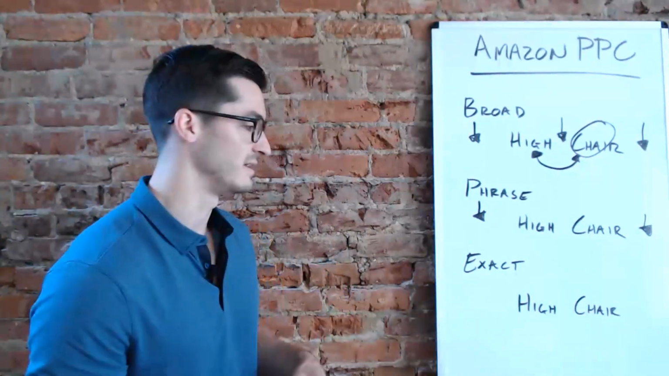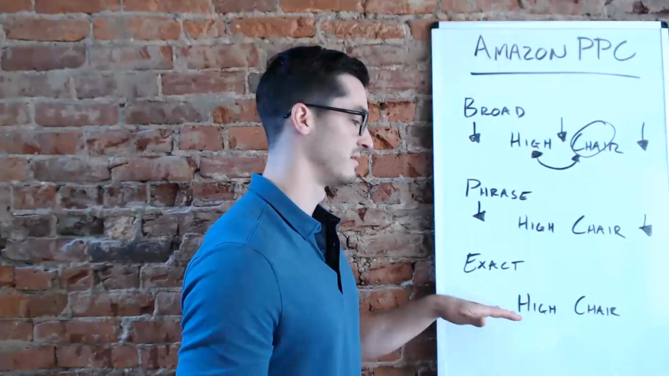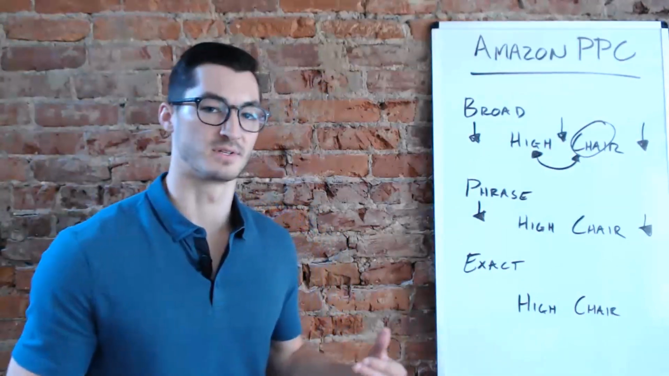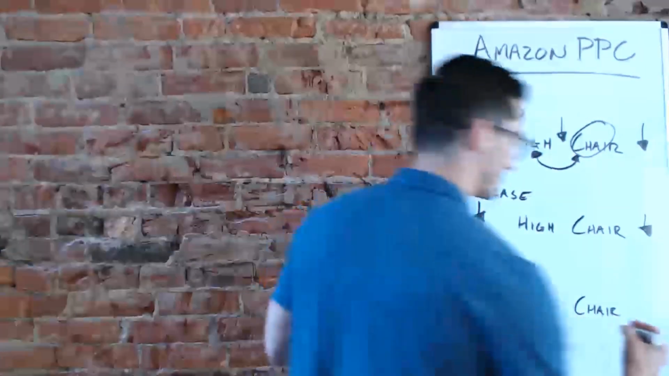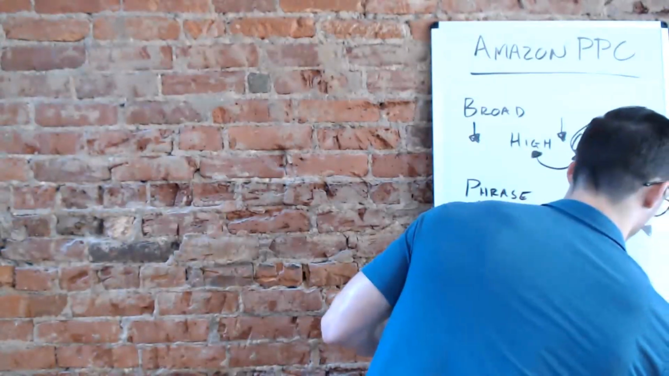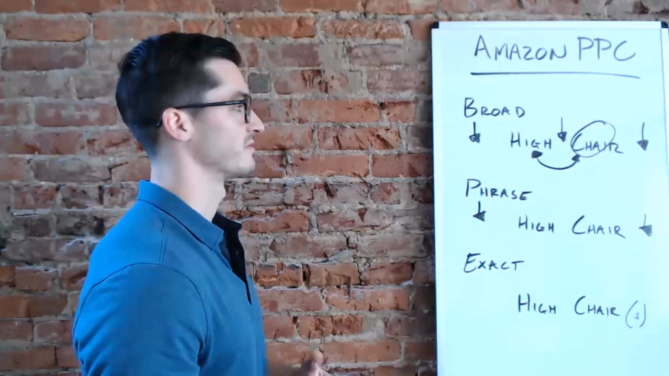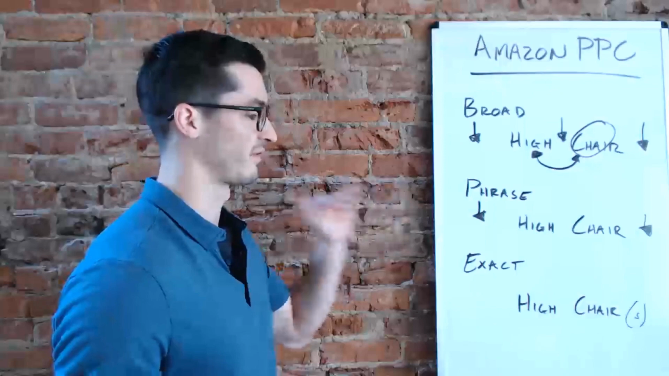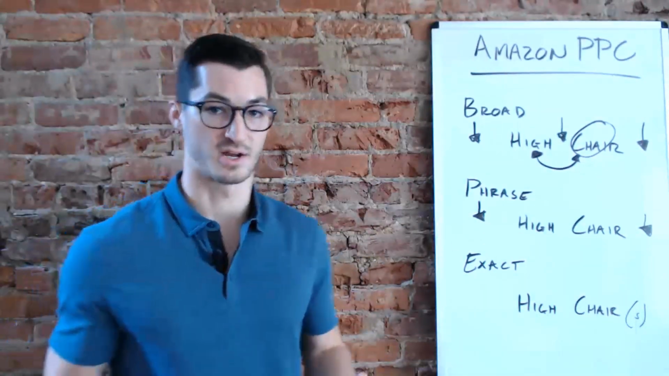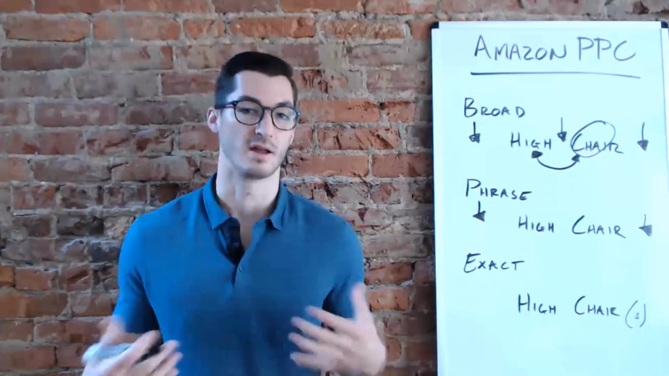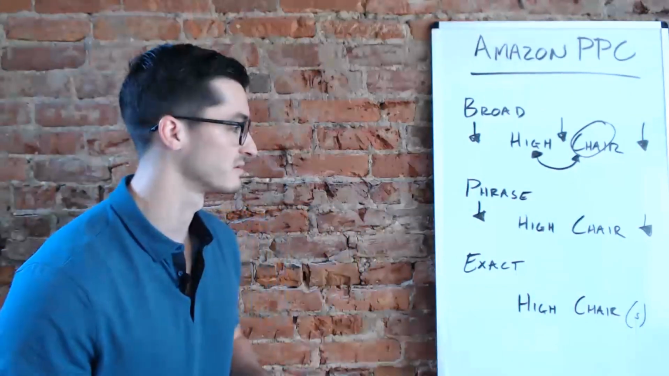Exact, on the other hand, is exactly like how we input it into Amazon, with the exception of sometimes a plural. So this is the easiest way to understand the differences between broad, phrase, and exact match types when we're going to set up our Amazon PPC campaigns.